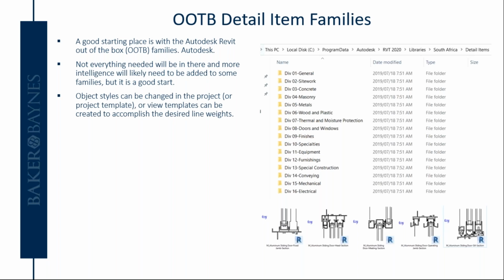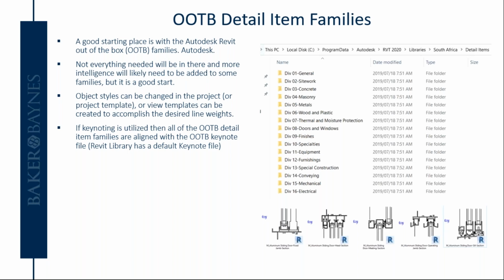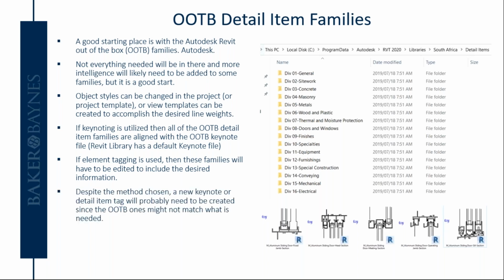And one of the things is you might want to play around with the object styles and the line weights so that it presents in your drawing the way that you want it. And if you're using keynoting, all of the out-of-the-box keynotes are aligned with the default keynote file of Autodesk, so you can make use of it or just leave it out. And if you want to use element tagging, then the families will have to be edited to include the desired information, which I'll talk more about just now. But despite the method that you choose, a new keynote or detail item tag will probably need to be created if it doesn't match what you need.